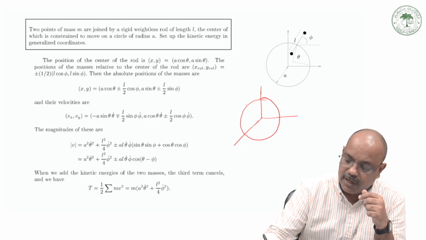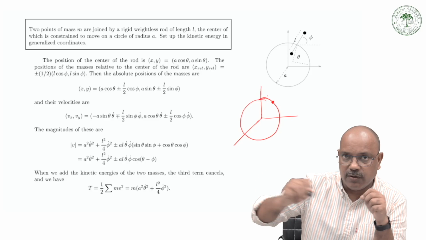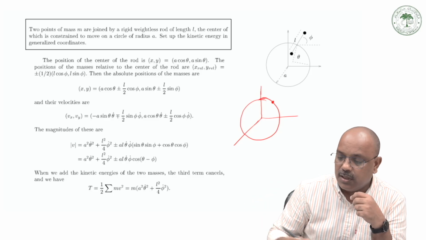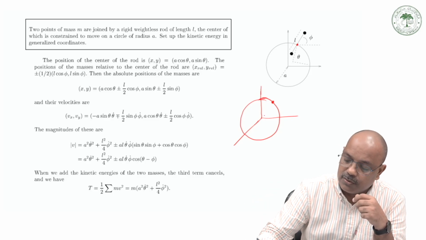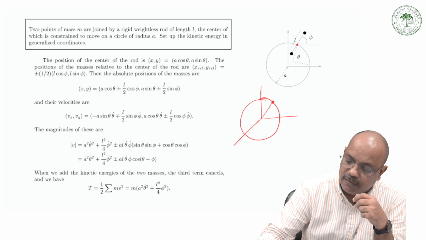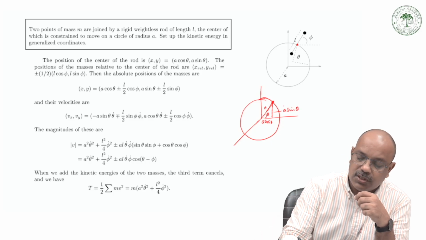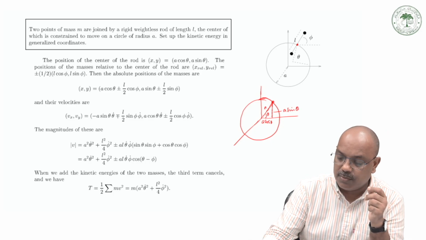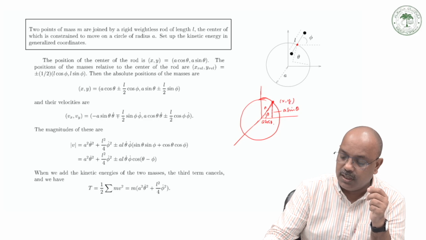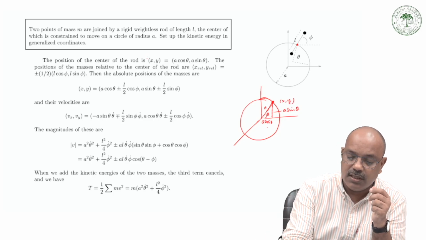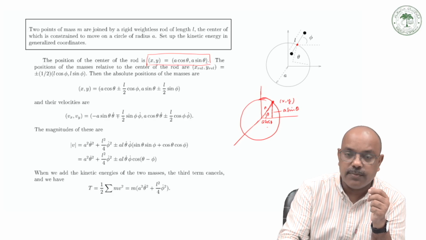So if this is the center point through which the rod passes, and you have to write the position of that, then this is your theta, and this is your a. So this is going to be a cos theta, and this is going to be a sin theta. So one position, the xy center for this, is going to be a cos theta and a sin theta. You can see here, this is going to be a cos theta and a sin theta.